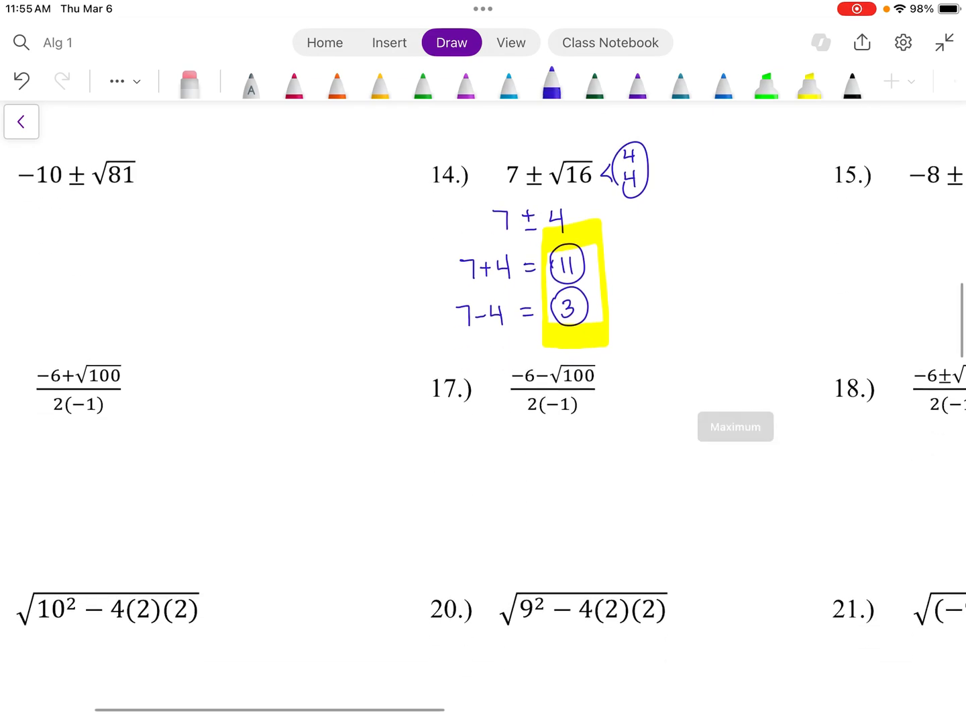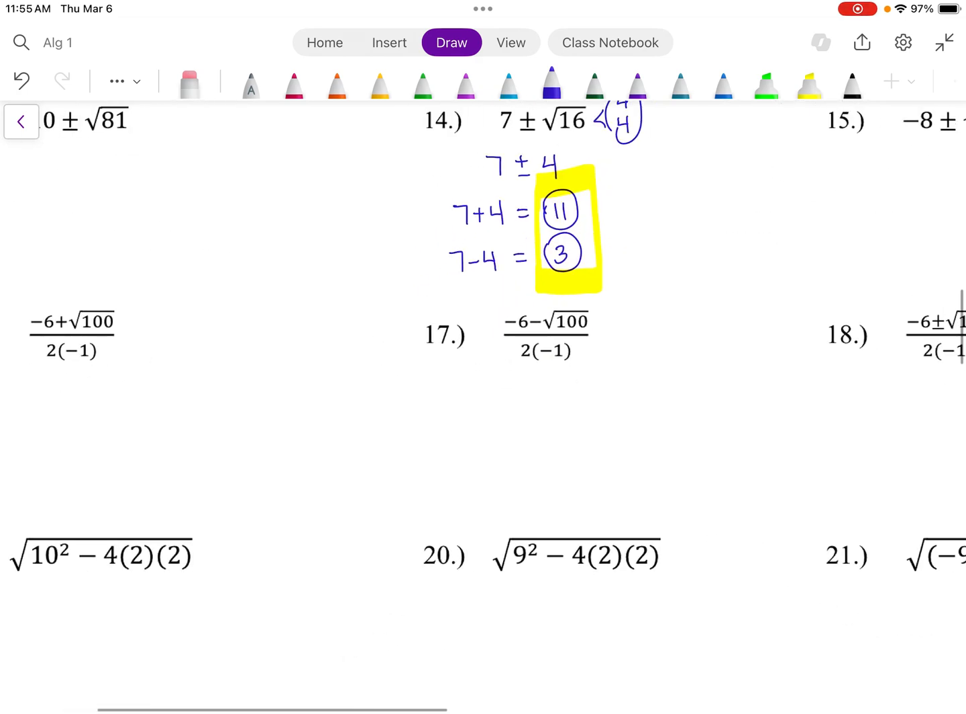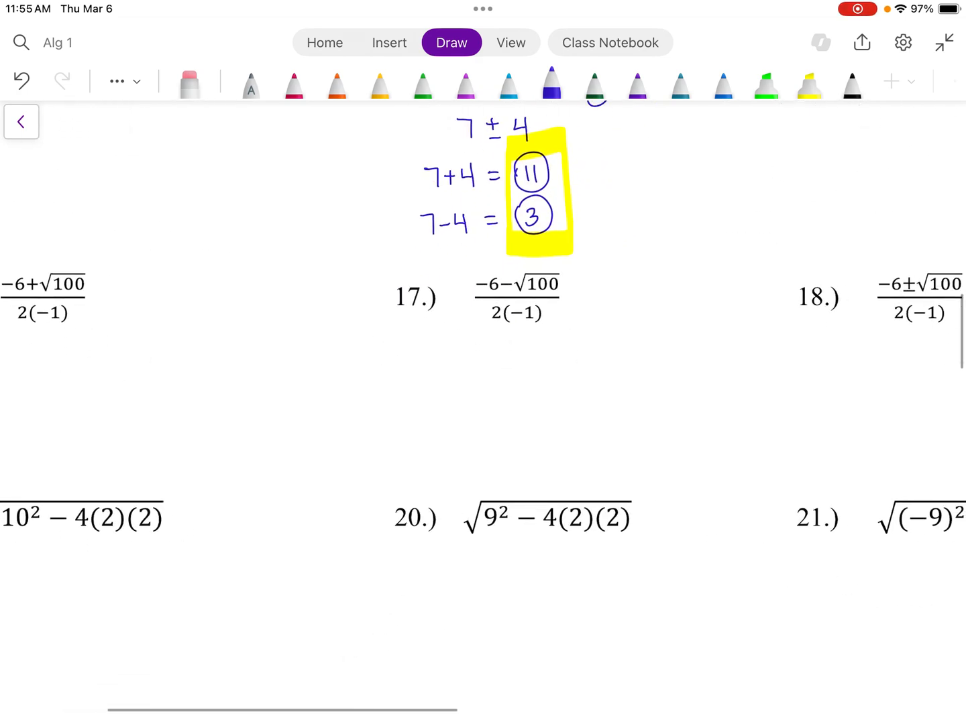Let's take a look at number 17. So number 17, we've got a fraction. Like we said, we want to do the numerator first and then simplify the denominator, and then we can see if we can divide these, because recall that fractions are just asking you to divide the numerator and denominator.